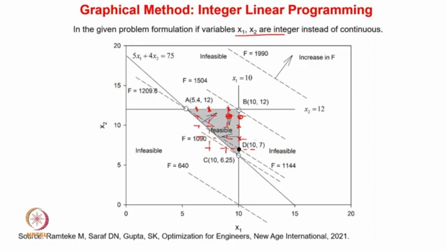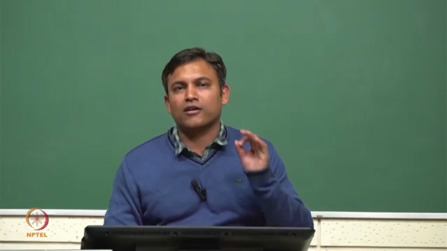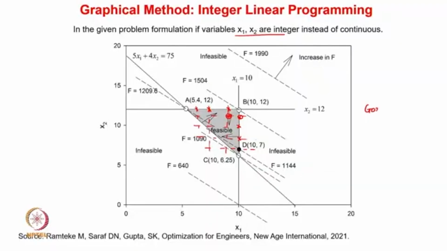Okay, what are the typical methods used for solving integer linear programming? The typical method used for solving integer linear programming is Gomory's integer cut method. This is the popularly used method. Another method is branch and bound. These are the methods which are used for solving integer linear programming.